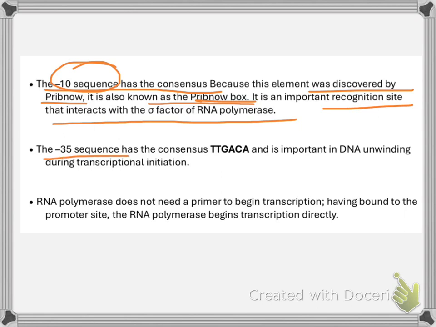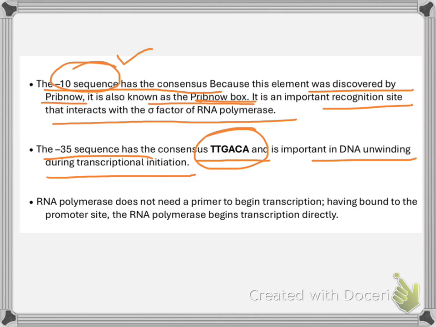The minus 35 sequence has a consensus TTGACA sequence, and it is important in DNA unwinding during transcriptional initiation. So the minus 10 sequence is involved in the binding of the sigma factor of the RNA polymerase, and the minus 35 sequence, with consensus TTGACA, mainly functions in the unwinding of the DNA during transcription initiation.